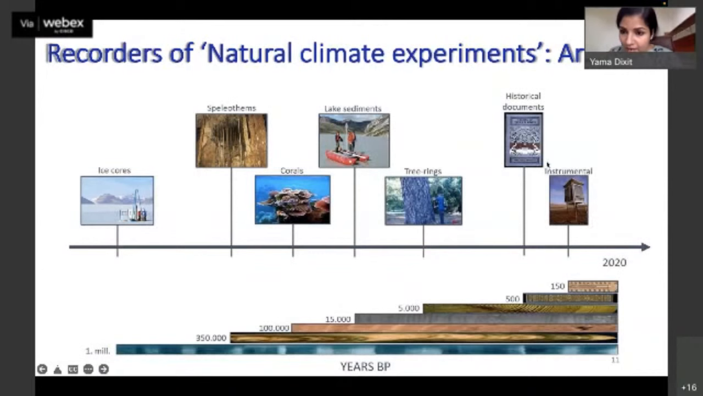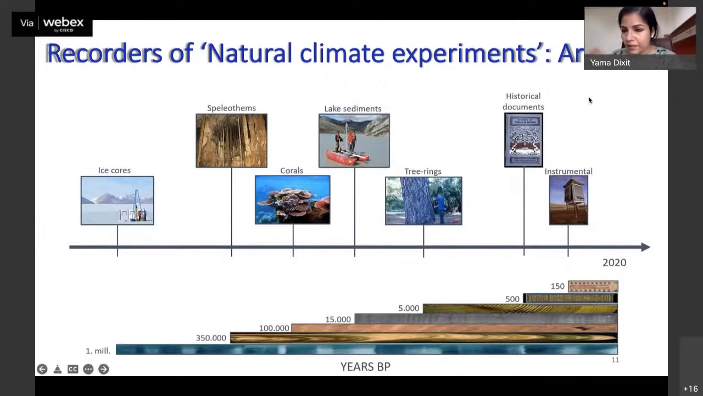Now, coming back to the archives, let's start from here. This is 2022, somewhere here. We need to go back in time. These are instrumental records. This only goes to the mid 19th century, the 1850s, with the advent of instruments and satellites, when we started measuring data like temperatures and rainfall at various places. Beyond that, we do not have any information. There were no instruments, but there were historical documents.